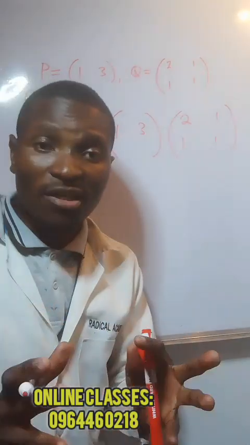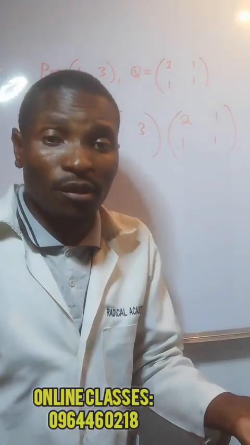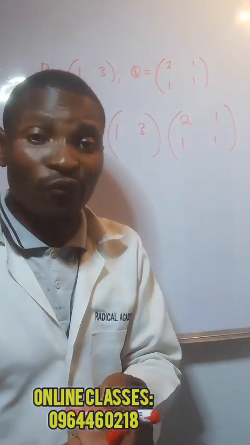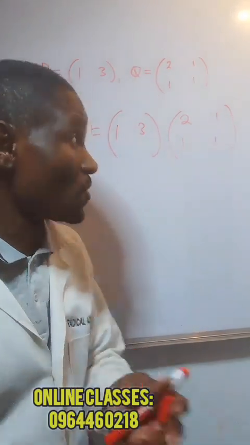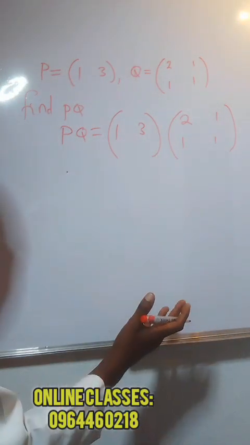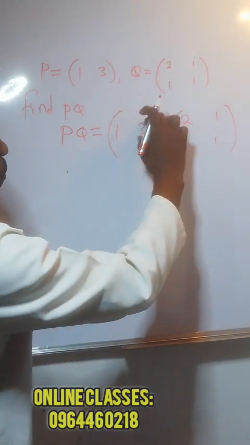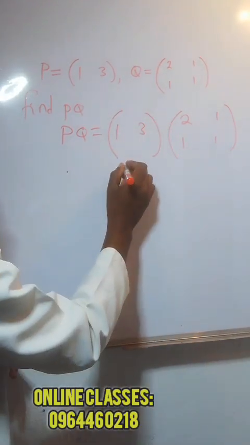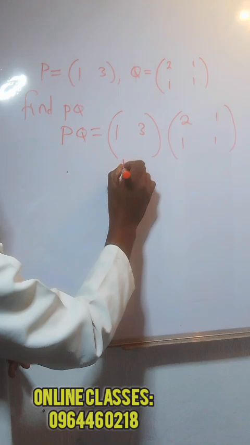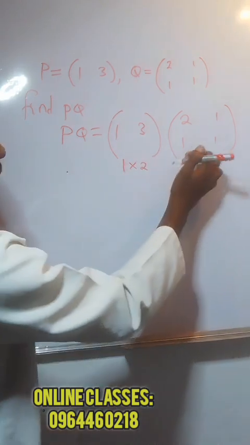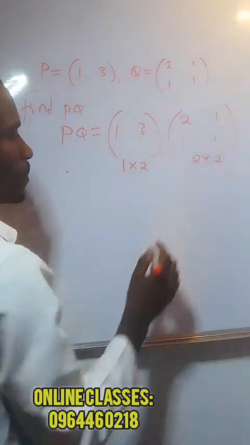The moment you do that, you have to really know the order of each matrix that is involved in this question. So this one is a 1 by 2 matrix, and then this one is 2 by 2.